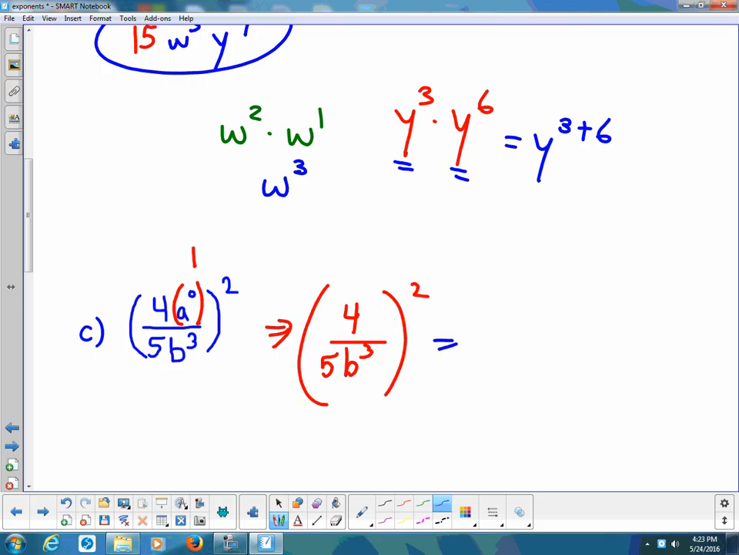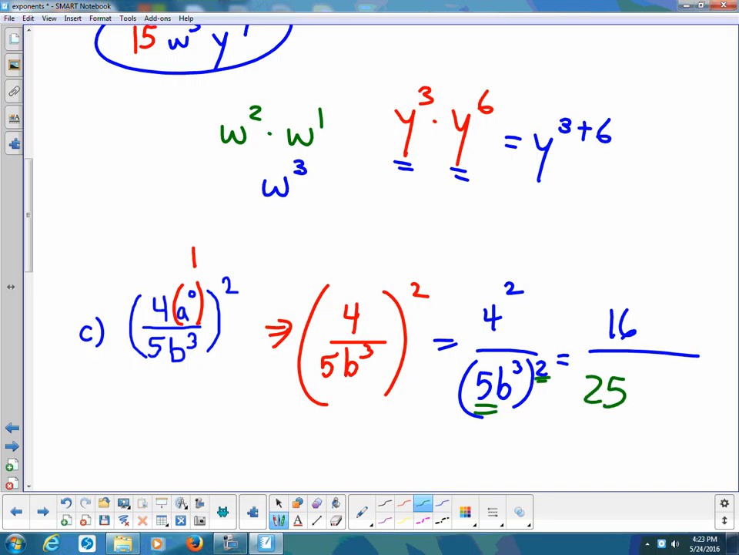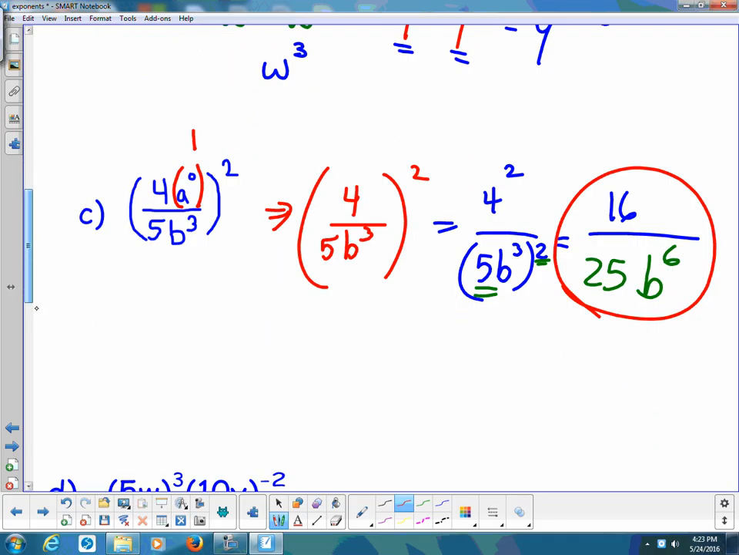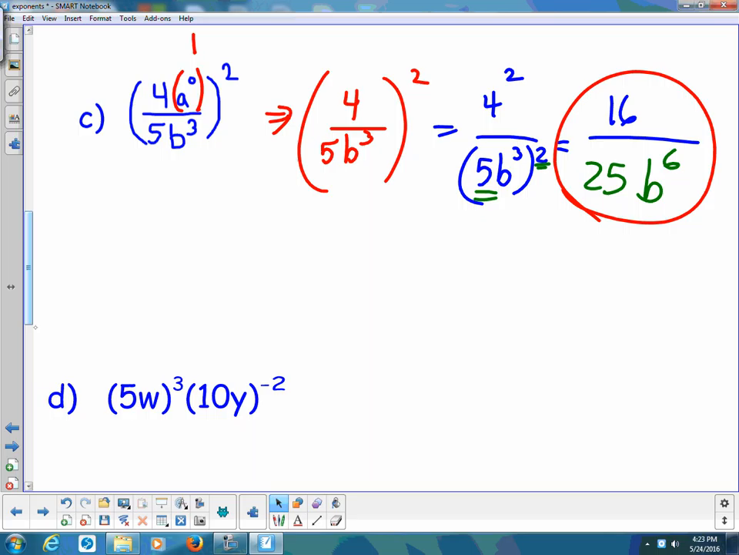So I think here I would do 4 has to be squared, and 5b cubed, that whole thing has to be squared. So I'm going to have 16 in my numerator. The 5 has to be squared here, so that's going to be 25. And the b cubed has to be squared. That means I need to multiply my exponents together. So I think this would be my answer here. I don't think I can divide anything out. I think that's it. Let's try this next example.